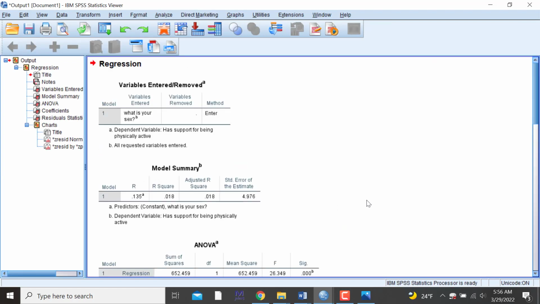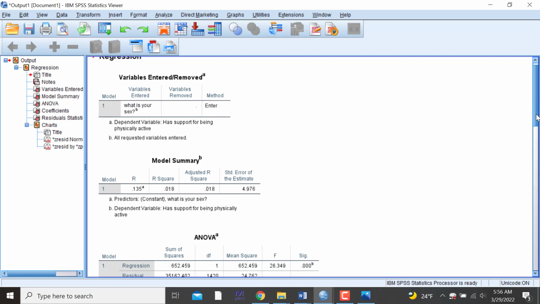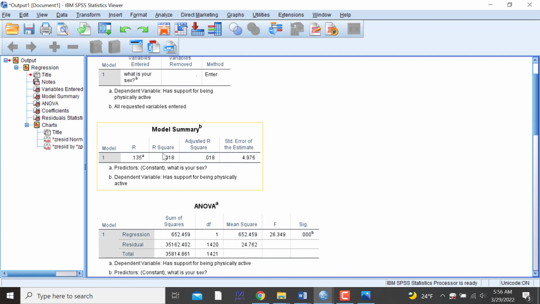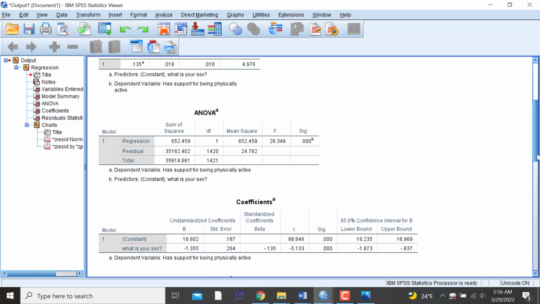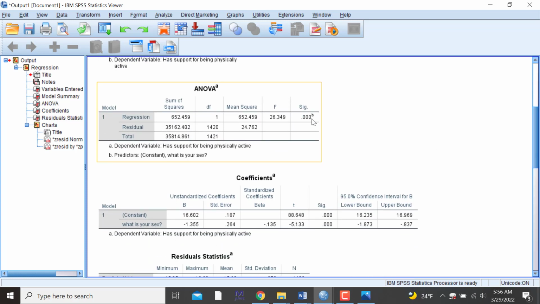Here's your example of simple regression. It says what variables are in the model. Here's your dependent variable, has support for being physically active. Just a way to check that you did everything right. According to this, sex accounts for 0.018. Multiply this by 100, 1.8% of the variation in our outcomes. So it's not that much.